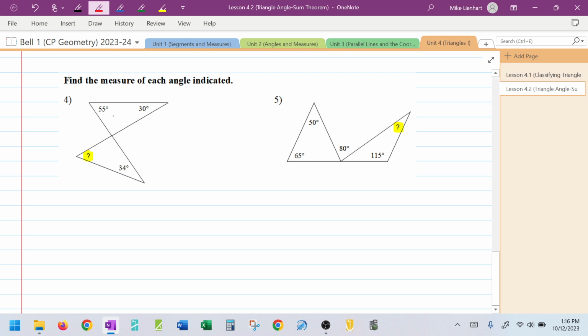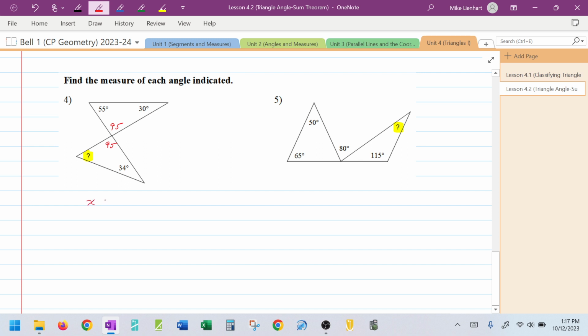All right, I know that I have a triangle up here on top on number 4. I know that if I add those two angles together, 55 and 30, and subtract it from 180, that tells me that this third angle here is 95. I know from past knowledge of angle pairs that 95 and the angle right underneath it are the same because they're vertical angles.